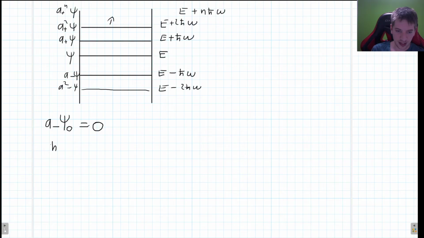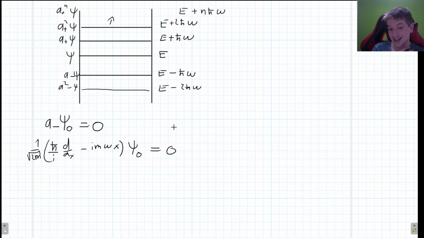A minus was just h bar divided by i d/dx. It's minus, so it's just minus i m omega x acting, times 1 over square root of 2 times h bar, and this is acting on psi 0. So this has to equal 0. And now we have just a linear differential equation, and this is much easier to solve. So just applying logic here, we managed to find this equation, which will be much easier to solve. So let us now solve it.